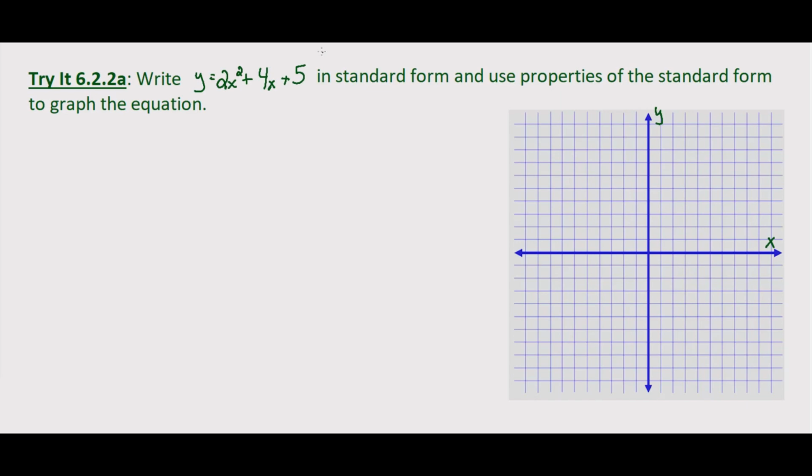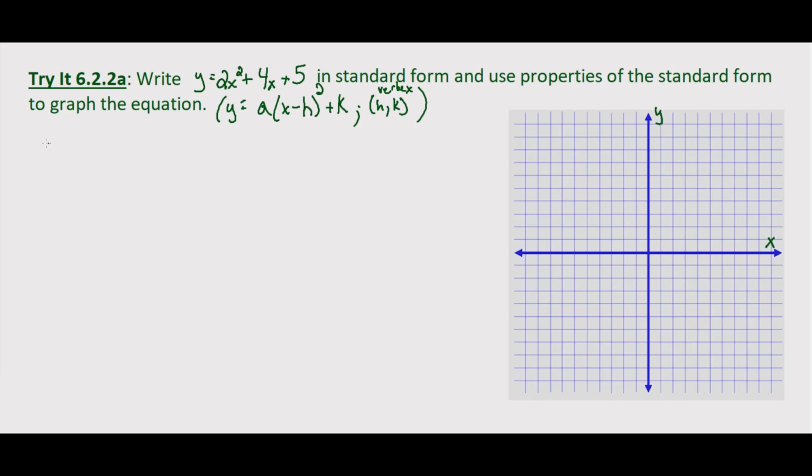So in this problem, we're asked to write y equals 2x squared plus 4x plus 5 in standard form and use properties of the standard form to graph the equation. So just to recap, anytime we have a horizontal shift at least, that standard form is going to be y equals a times x minus h squared plus k, where (h, k) is the vertex. So there's our standard form.